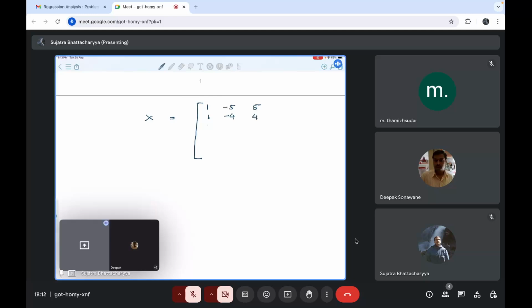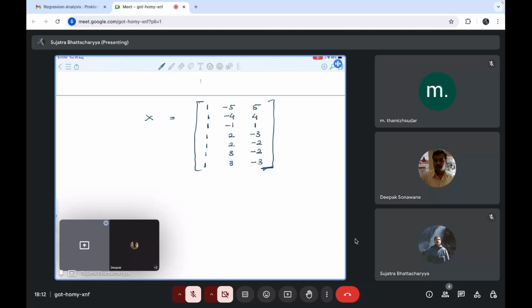Next is again 1. 1 is common in the first column. Minus 1, 1; 1, 2, minus 3; 1, 2, minus 2; 1, 3, minus 2; and finally it is 1, 3, minus 3. Okay, I got this, and this is what your X matrix looks like.